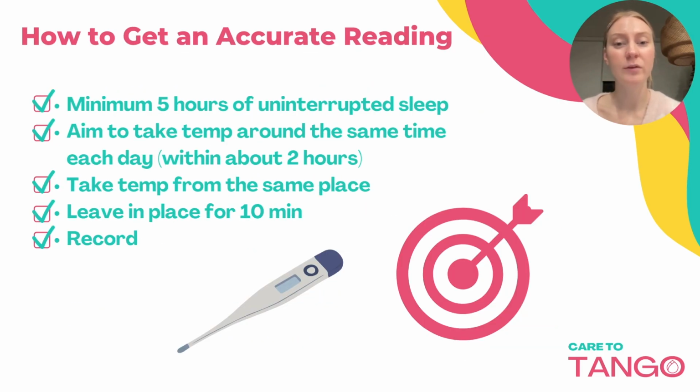So again, we're just going to go over the rules of how to get an accurate temperature reading. Minimum 5 hours of uninterrupted sleep. Aim to take your temperature at the same time every single day, within about 2 hours. Take your temperature from the same place, leave it in place for 10 minutes, and then record.